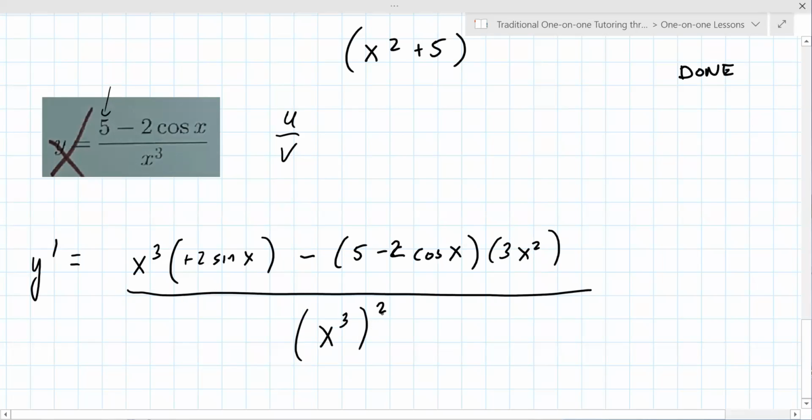This one for sure simplifies, but if they don't ask for it, I would leave it. This is generally what instructors like. They're looking for whether you can use the quotient rule. And you're like, yeah, I can. Okay, so that takes care of question one.